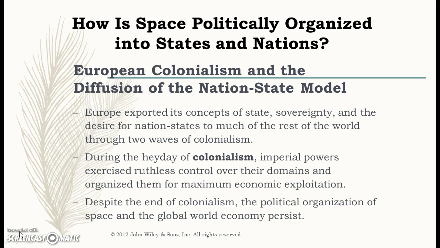But when we bring it back and we start talking about colonialism and the diffusion of the nation state model, then we've got to go back a little bit historically, and then we'll come back up and look again at some of what that's meant for the world.